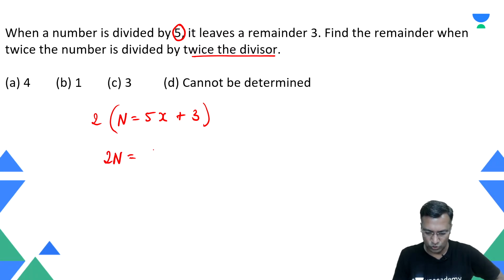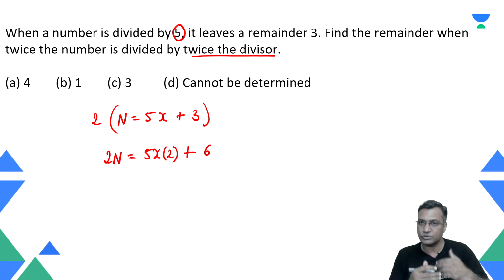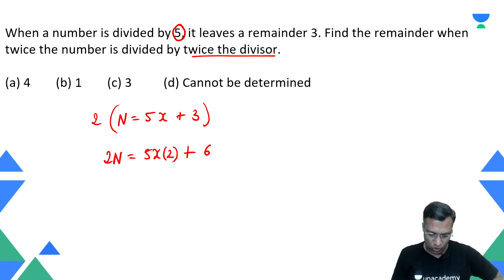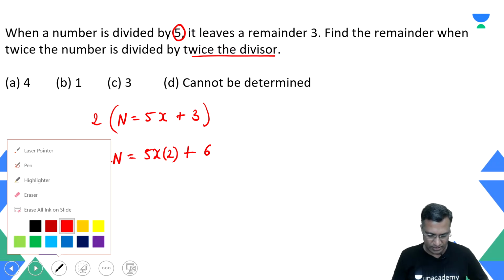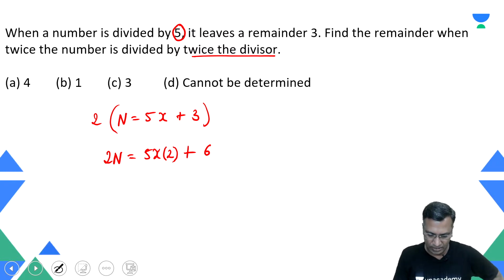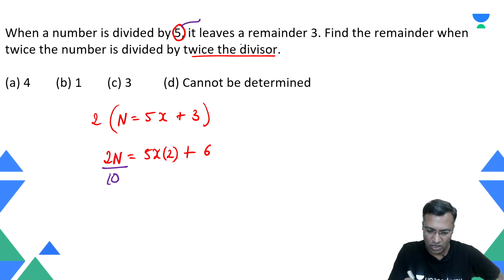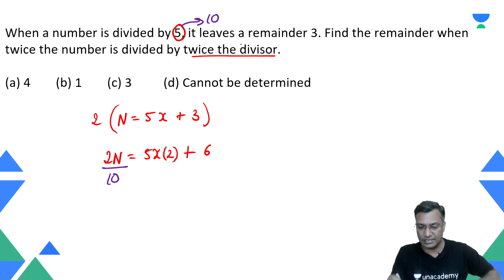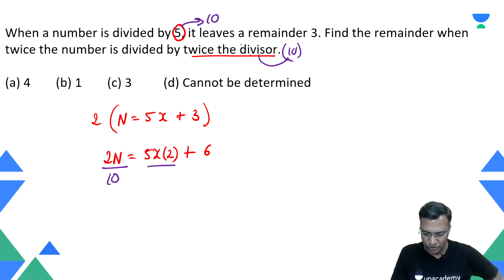2 times the number is equal to 5x into 2 plus 3 into 2, which becomes 6. I made it twice. So now what is happening to my divisor? My divisor is also becoming 10, because twice of 5 becomes 10, twice the divisor. Twice the divisor means 10. So I need to divide this by 10. There is a 5x into 2, which is 10x. Therefore this returns a remainder of 0.